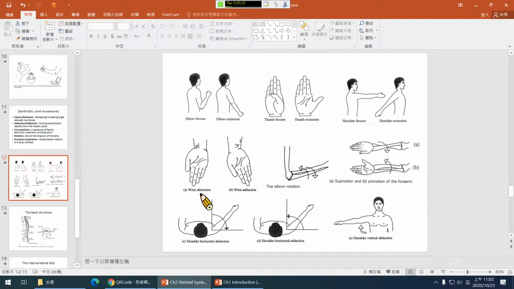Abduction, okay? Right? So now if I ask you, what's this? Still wrist abduction. You have to come back to the anatomical position to think about it. So no matter where you are, it's still wrist abduction. Okay? How about this? Wrist adduction. Adduction meaning getting close.